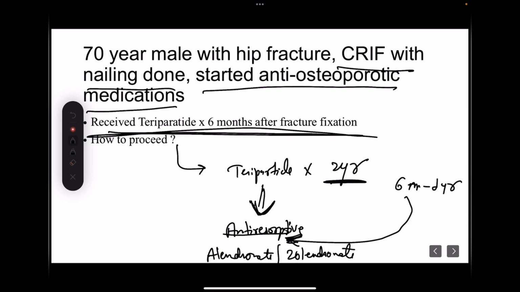So this is all I wanted to discuss about osteoporosis and its management.